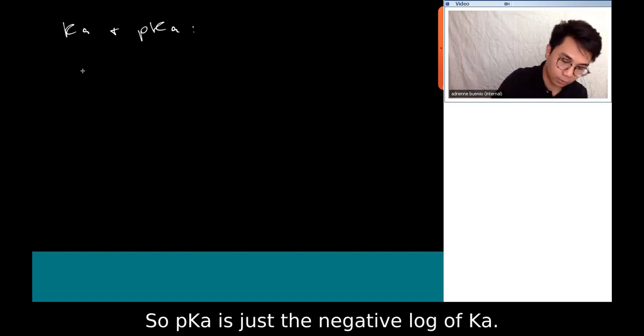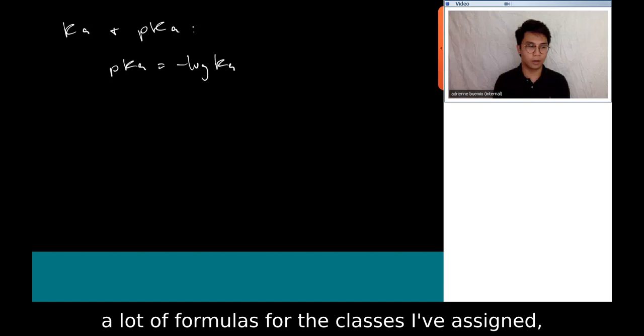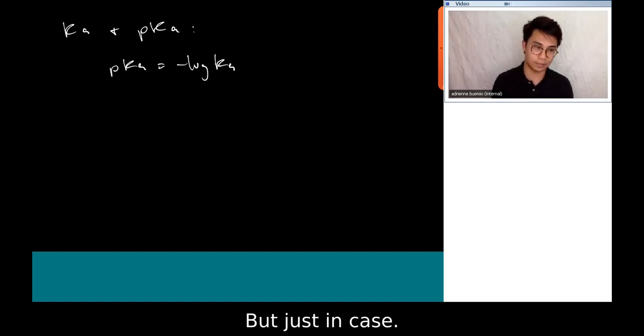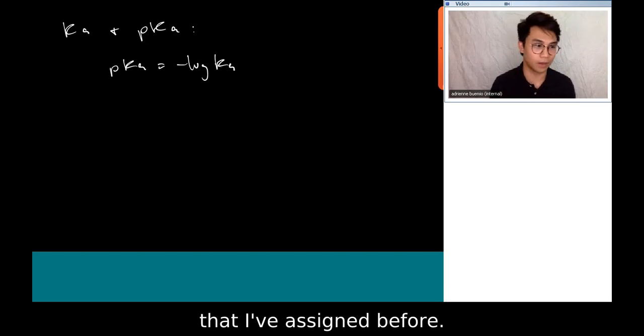First, let's do some formulas. So pKa is just the negative log of Ka. In organic chemistry, we didn't do a lot of formulas. For the classes I've SI'd, you didn't really have to calculate anything, but just in case your class isn't the one that I've SI'd before.